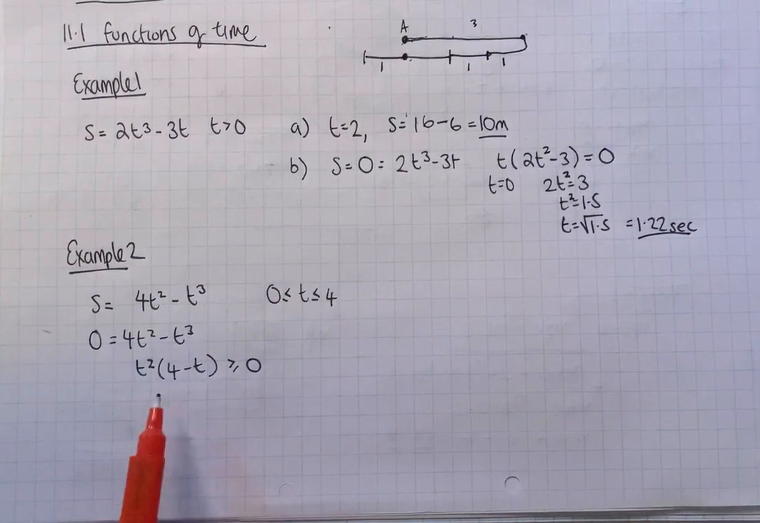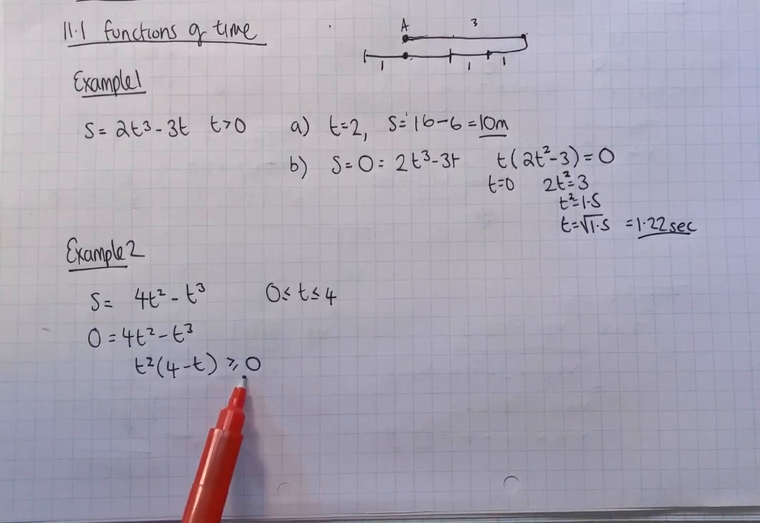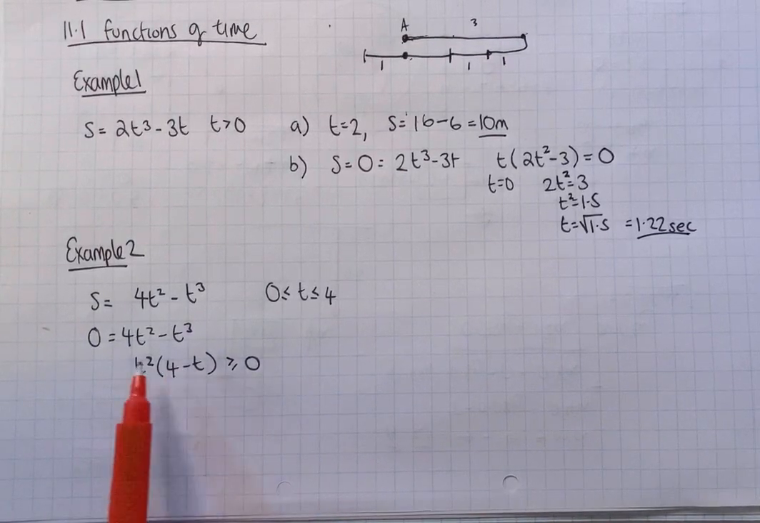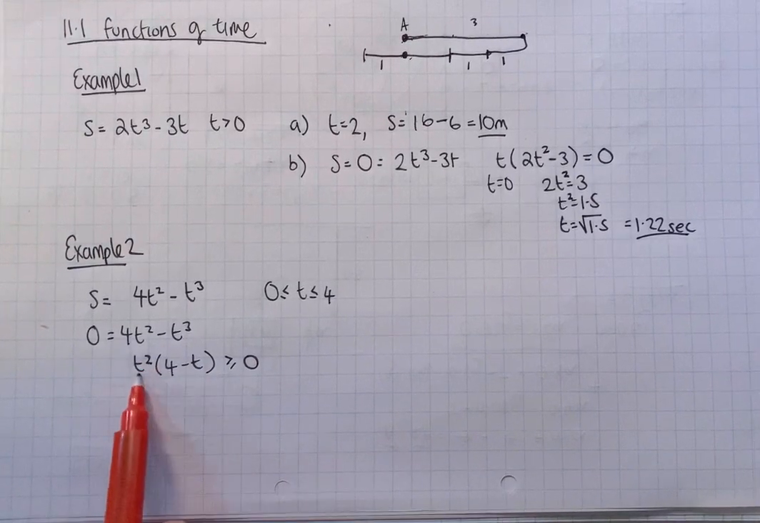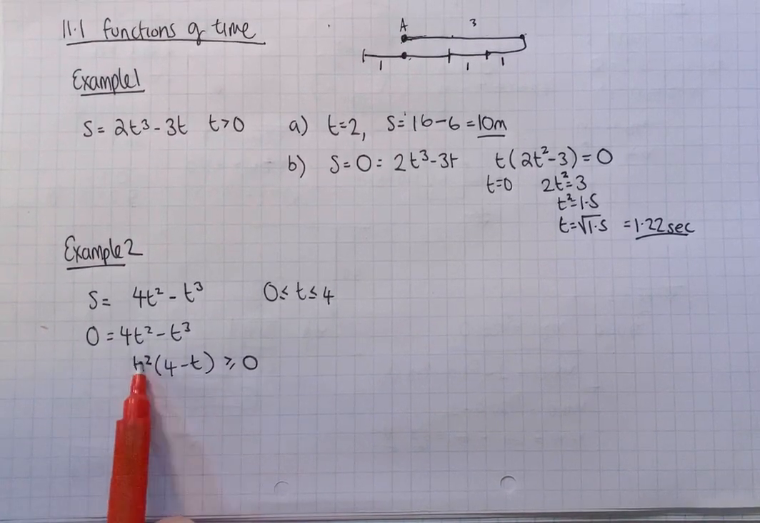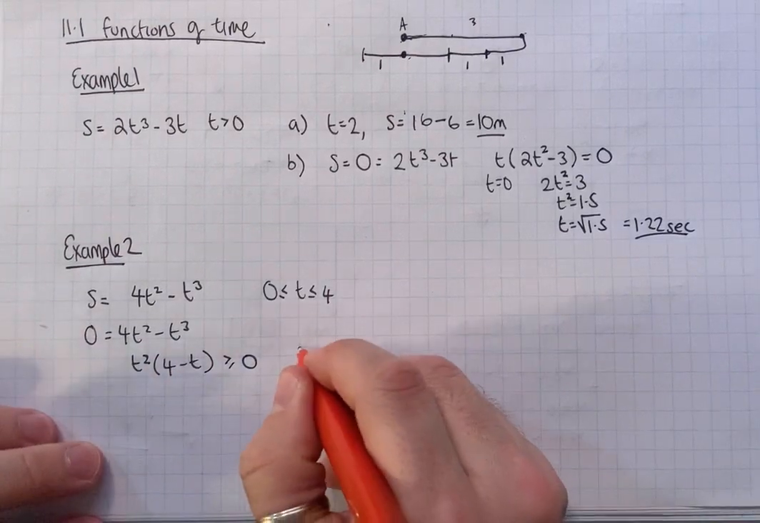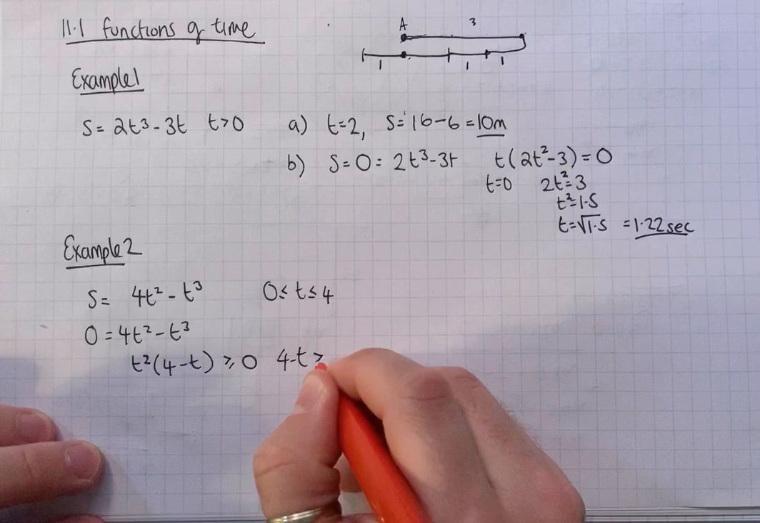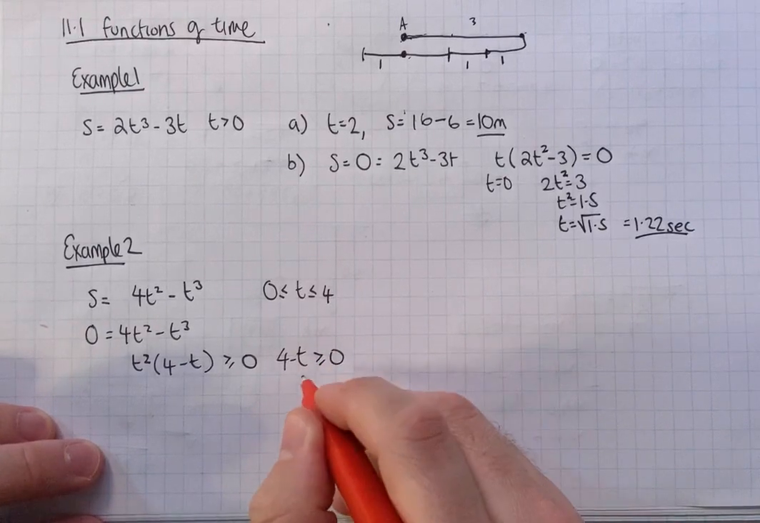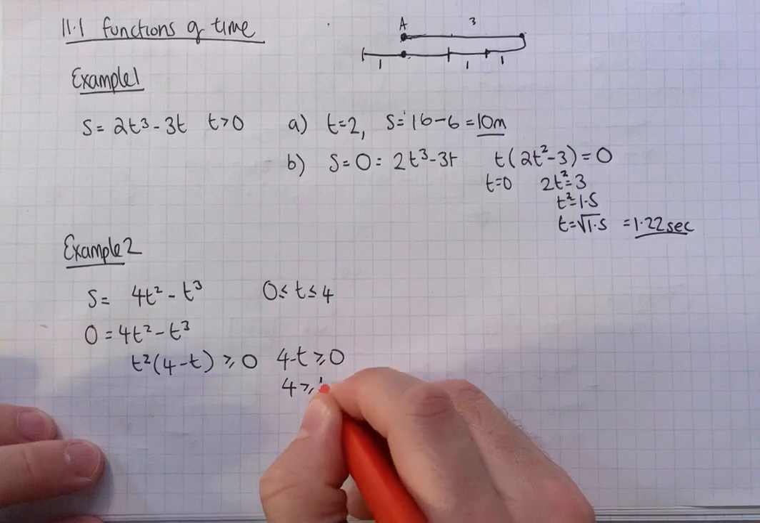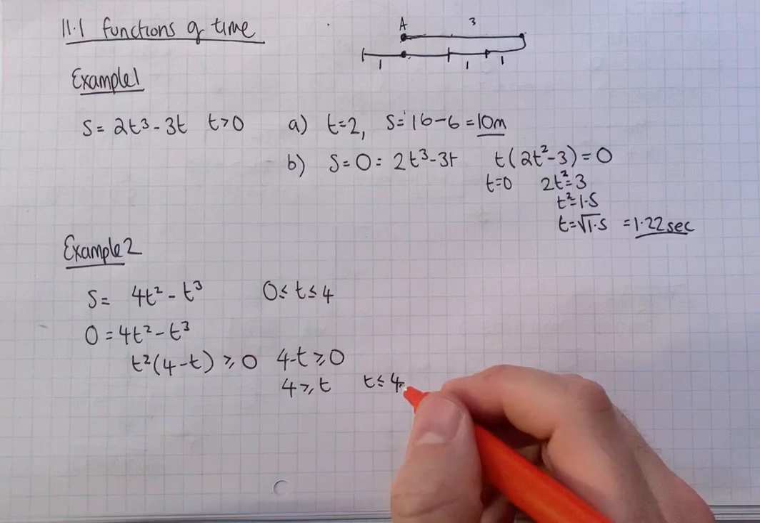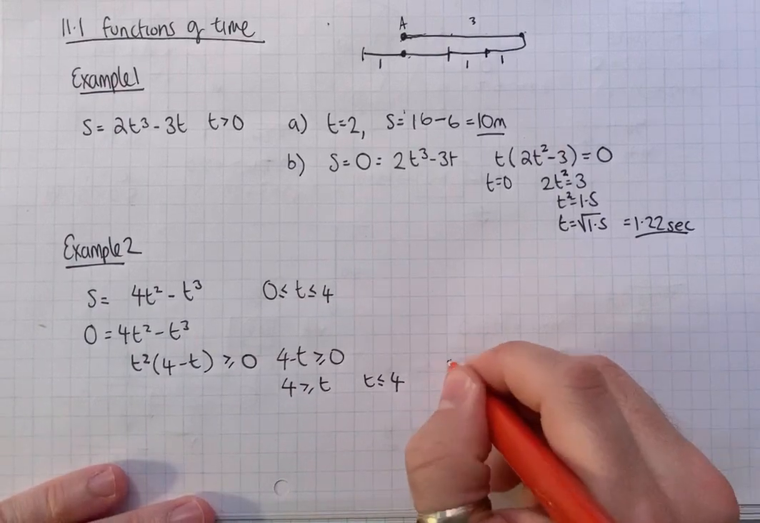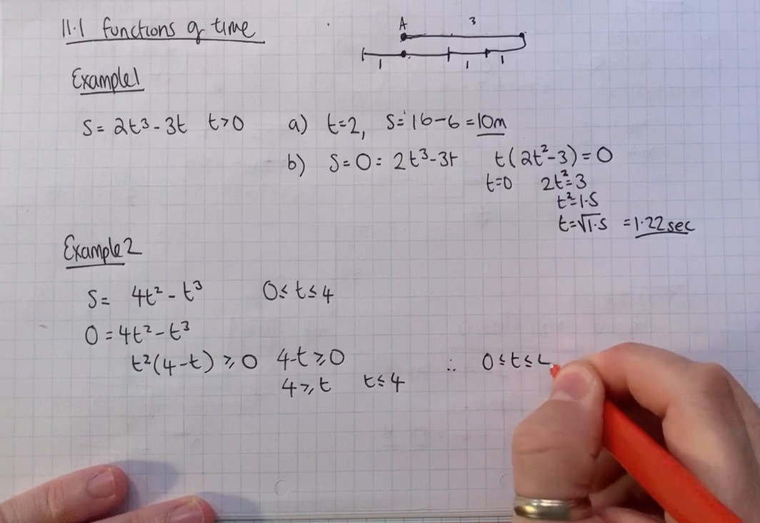Now, these two things are multiplying one another, and if we're multiplying two things and the answer is positive, either they're both positive or they're both negative. Well, in this case, they must be both positive, because t squared cannot be negative, because when you square something, that itself must be positive. So because that must be positive, this must be positive. So we've got 4 minus t must be greater than or equal to 0. So 4 must be greater than or equal to t, so t must be less than or equal to 4. So we know it starts when t equals 0, so t must be greater than or equal to 0. So therefore t must be between 0 and 4.